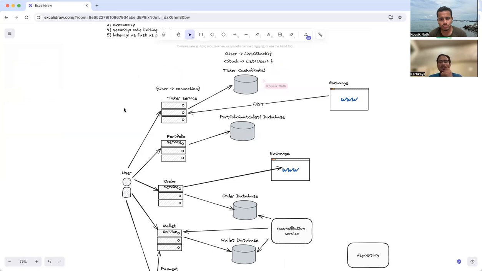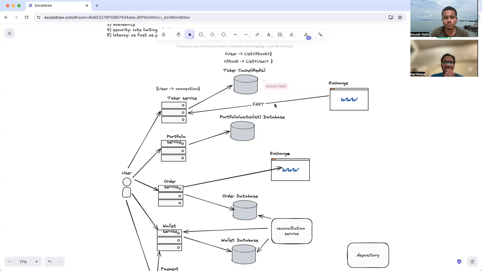So let's see how this will work when we have a single ticker server and multiple users. The user goes to the ticker service and stores the watch list in Redis. If the watch list is not there, or maybe it was updated, then it will update here.